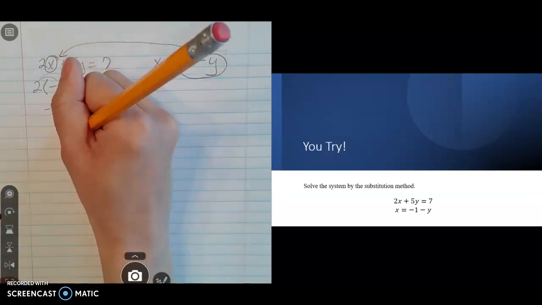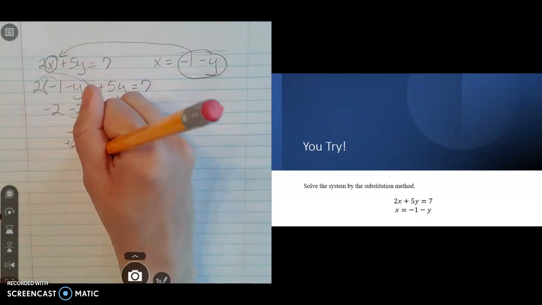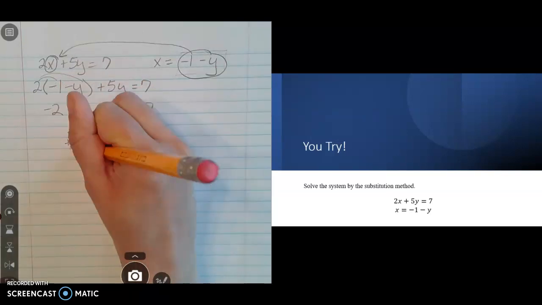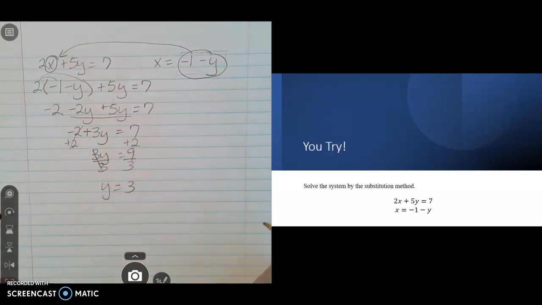Then to get y by itself, I would add 2 to both sides. So you'll have 3y equals 9, and then divide both sides by 3, so y equals 3. Okay, and you're not quite done yet. We have the y value, but we still need x.